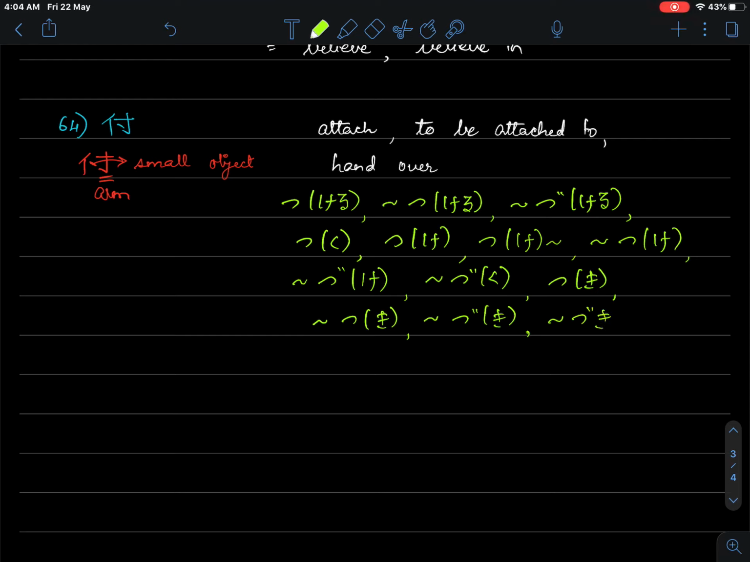Okay, those are all the kunyomis that you have, but usually tsuku, tsukeru, or tsuki, and that's it. Tsuku, tsukeru, tsuki. Those are the three forms and the three variations that you will see. The onyomi is very simple, the one that you will come across most often, and it is hu. Let me write that again a bit properly. Okay, that's the best I can manage. That's hu.